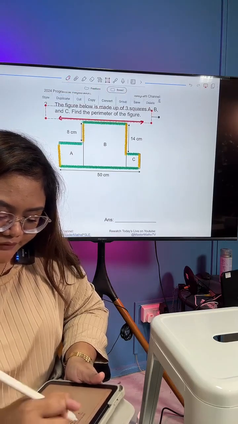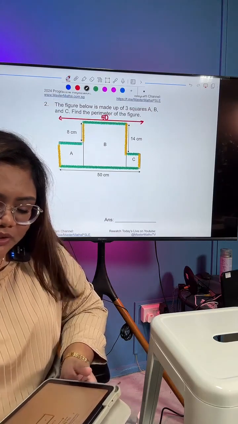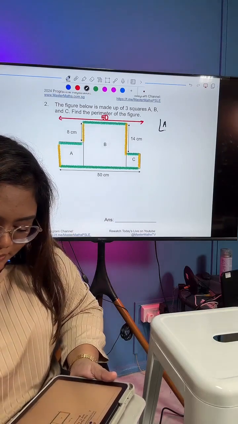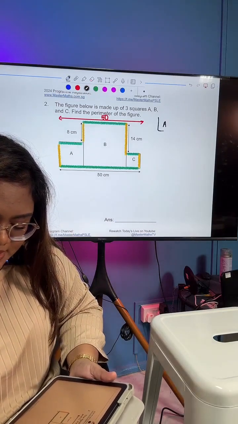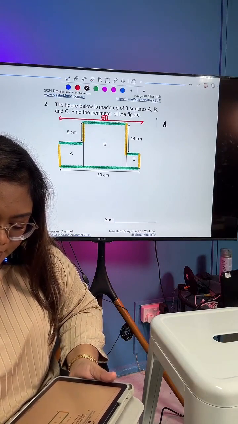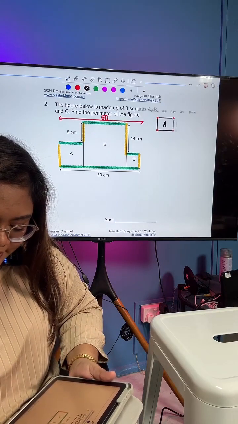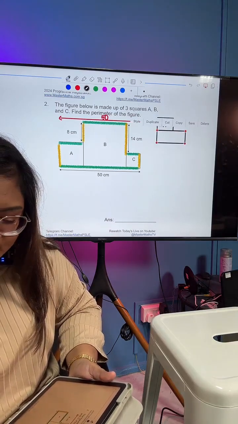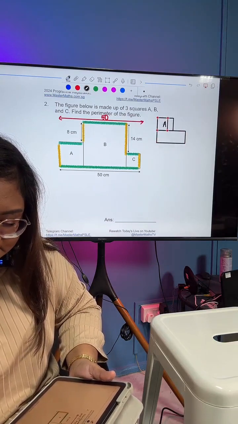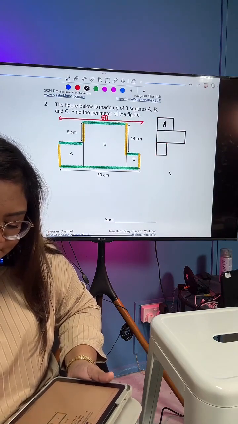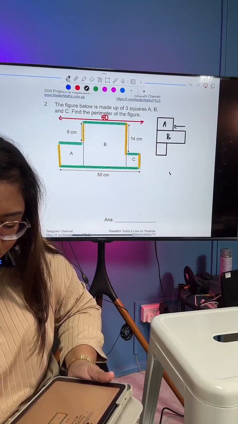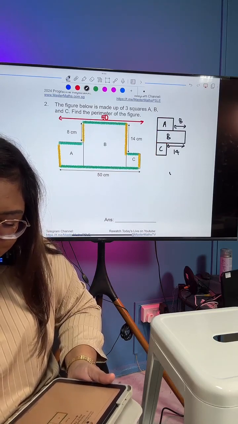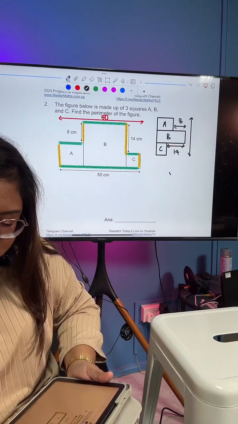So I know that this part is 50 also. If I were to draw a comparison model, here's what I would get. For A versus B versus C. Let me make my rectangle nice and neat. This is A, and then we have B, slightly longer, and then we have C, the shortest. We are told that the difference between A's length and B's length is 8. The difference between B's length and C's length is 14. And we also know that the sum of their lengths is 50.